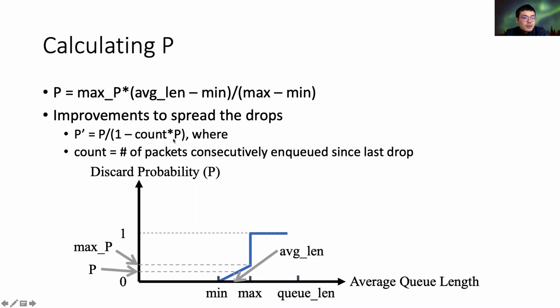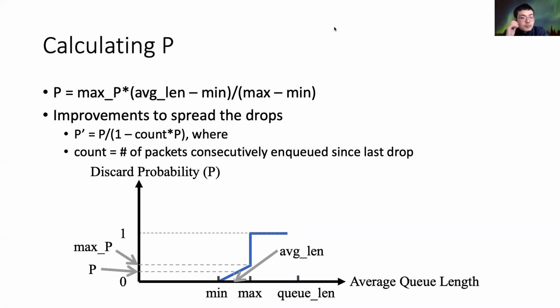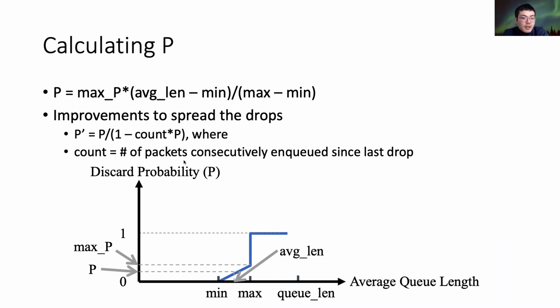And the improvement, so here we have another improvement, okay? We want to spread the drops. So we actually use the drop probability P prime, which is P, the originally computed P, divided by 1 minus count times P, okay? Here count is the number of packets consecutively in queue since the last drop. The reason we want to do this is because we want to spread the drops, okay? If you have some packets consecutively in queue, right?